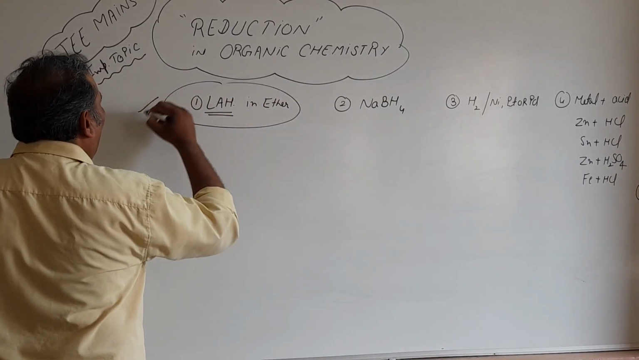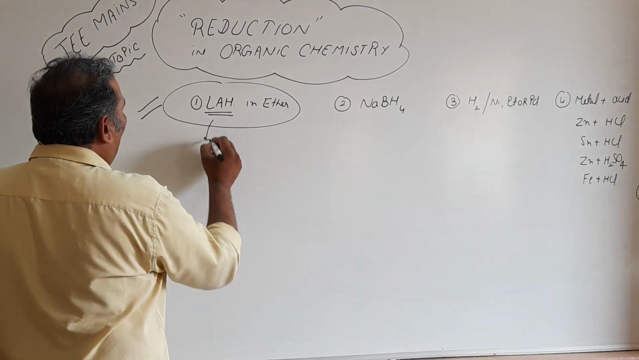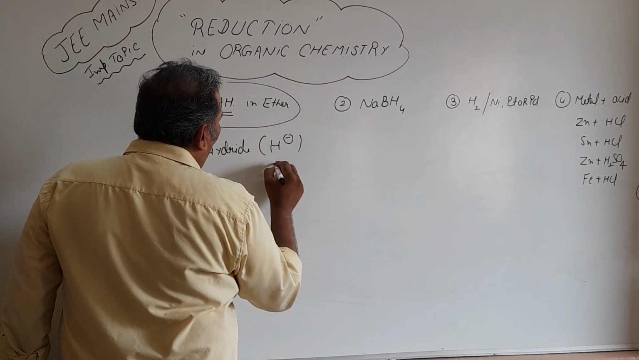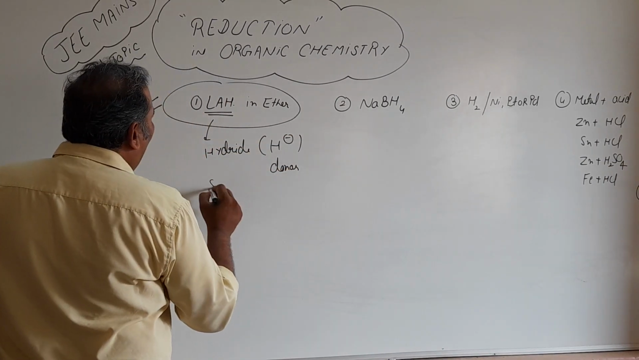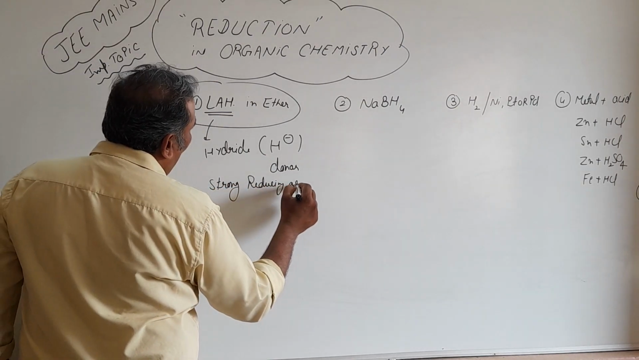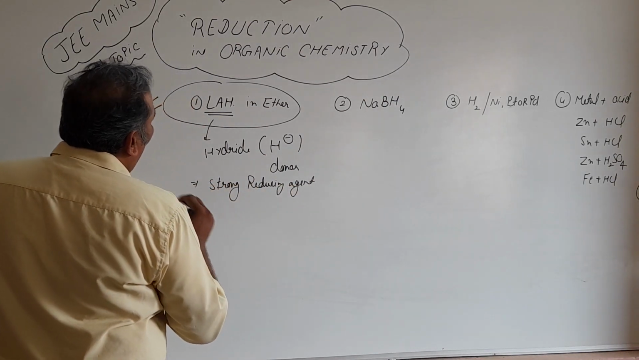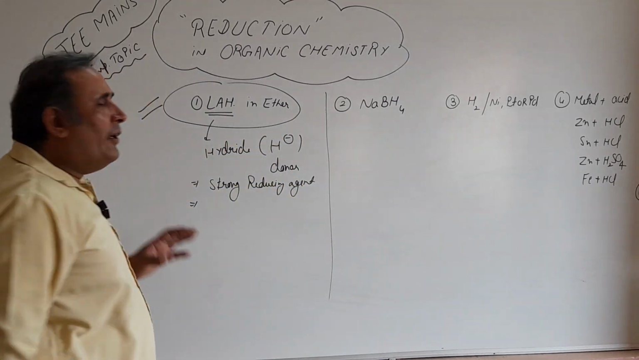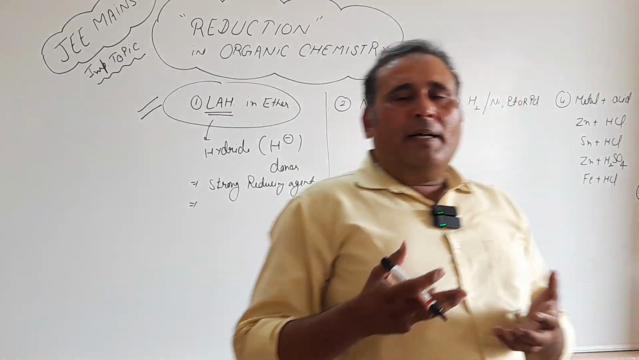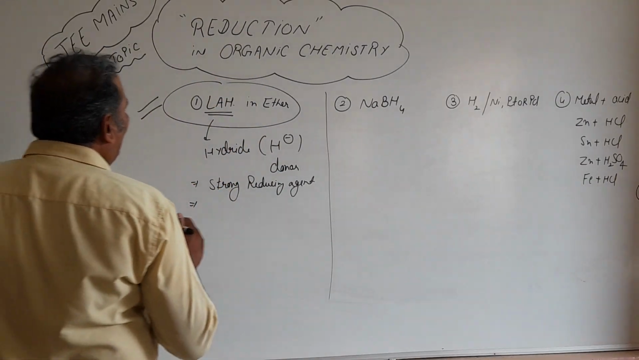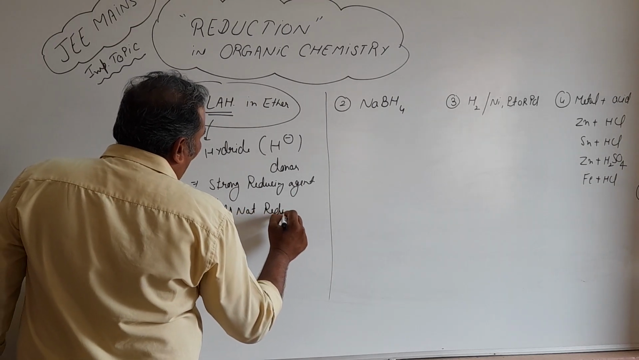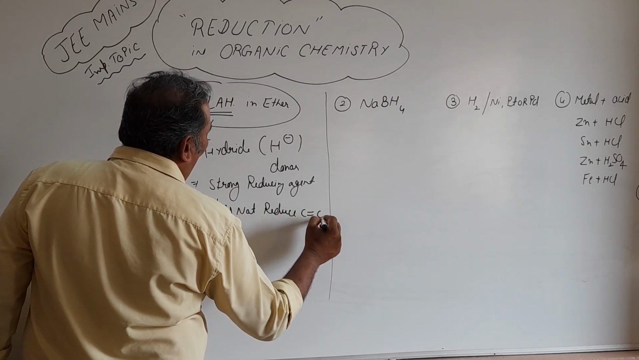Lithium aluminium hydride in ether is a hydride donor. Hydride means H minus ion donor. So it is a very strong reducing agent. It reduces almost all functional groups, but it has some limitations: it does not reduce carbon double bond carbon.